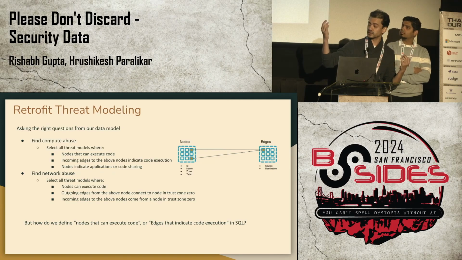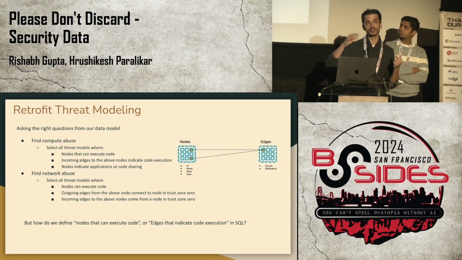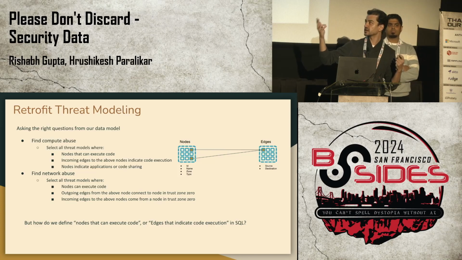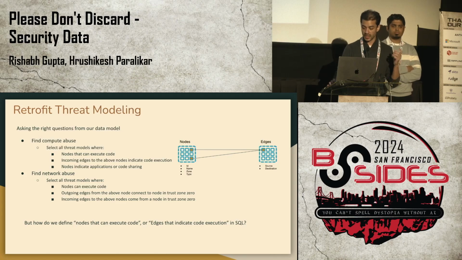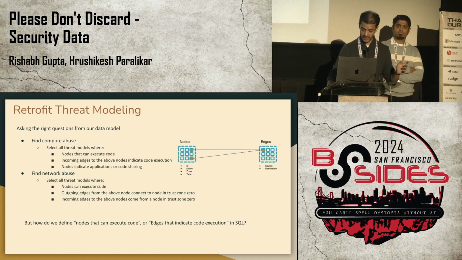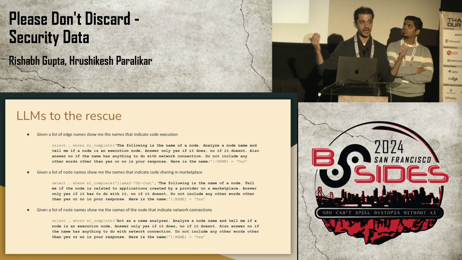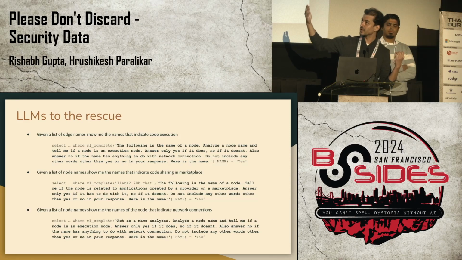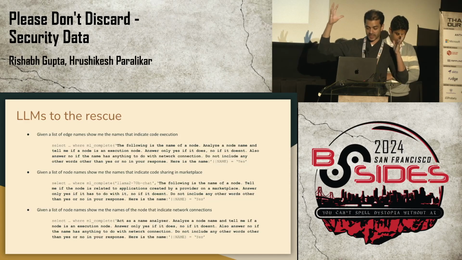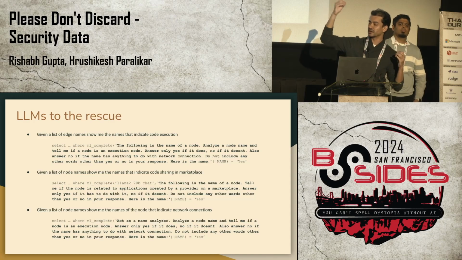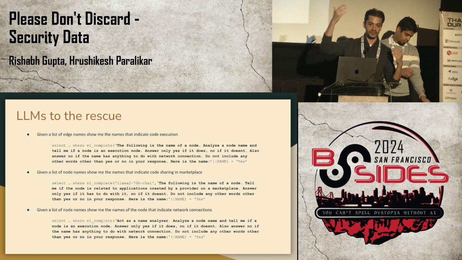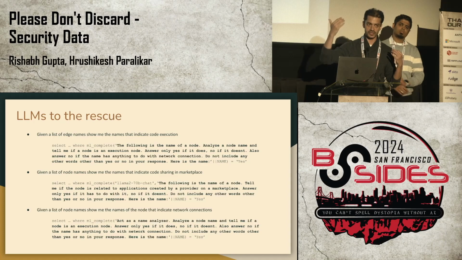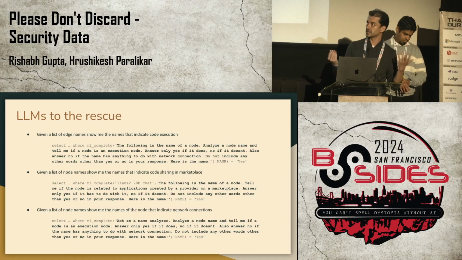But again, the problem here is how do you define a node that can execute code, or a node that can indicate code execution, in SQL? SQL doesn't understand plain English, but what does? LLMs, right? So LLMs to the rescue. So we had to take that problem and boil it down so that an LLM can go through all the nodes and edges and everything else and answer that question for us. Like what nodes can execute code, which edges indicate code execution, and things like that.